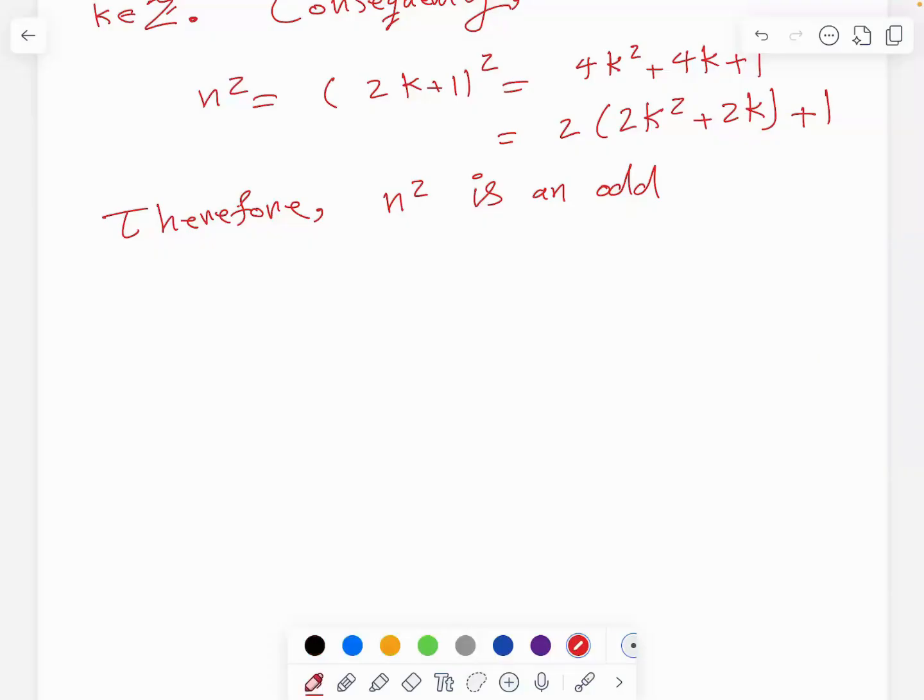So what are the odd numbers? 1, -1, -3, and so on, 3, 5. For example, 5 can be written as 2 times 2 plus 1. -7 can be written as 2 times -4 plus 1, since -8 plus 1 is -7.